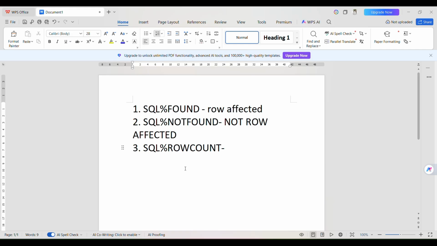What is meant by SQL%ROWCOUNT? It tells the number of rows affected. So the number of rows that will be affected. So let's check the number of rows affected.